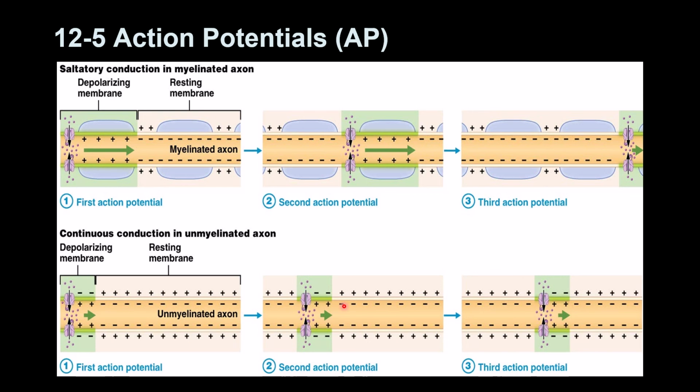So this is why the conduction is a lot slower in unmyelinated axons. And because they don't jump from one area to another area, like the saltatory conduction, these are called continuous conduction.